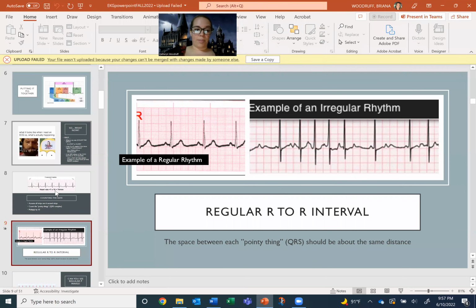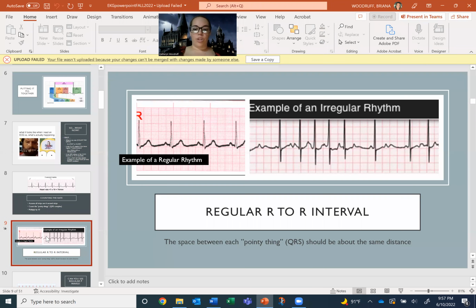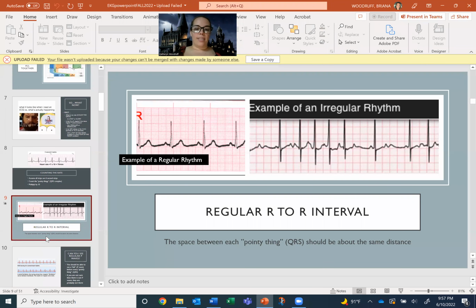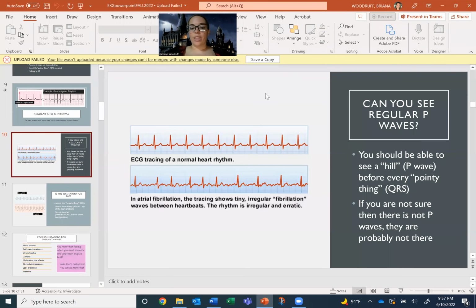So that's our second step. We've determined what the rate is, is it fast or slow? Then we've determined is it regular or not. And then we are going to go to, can we see regular P waves?